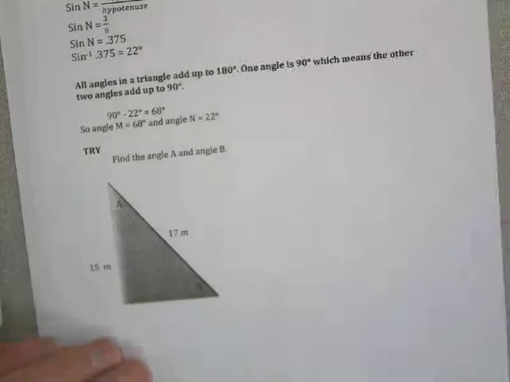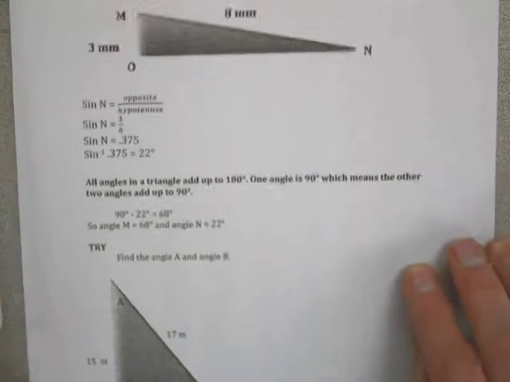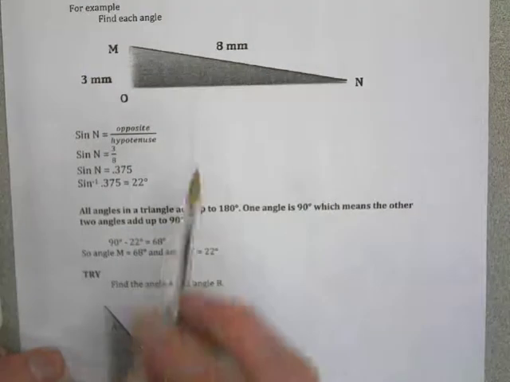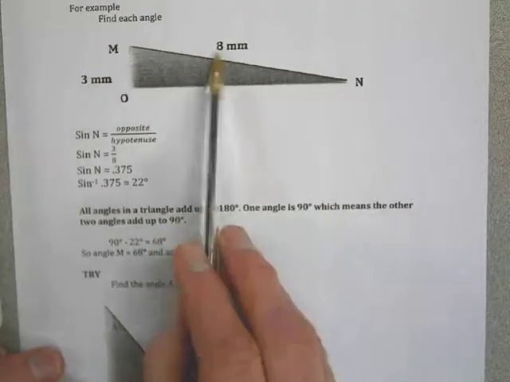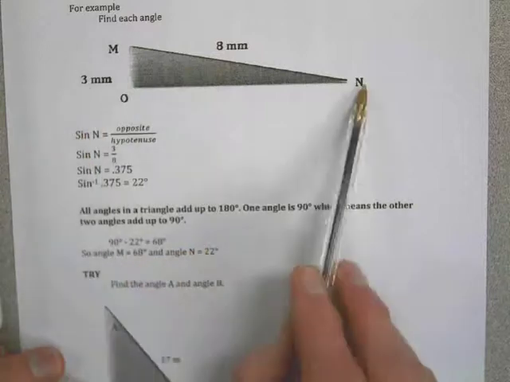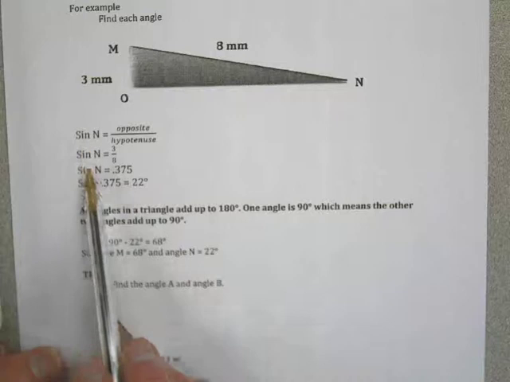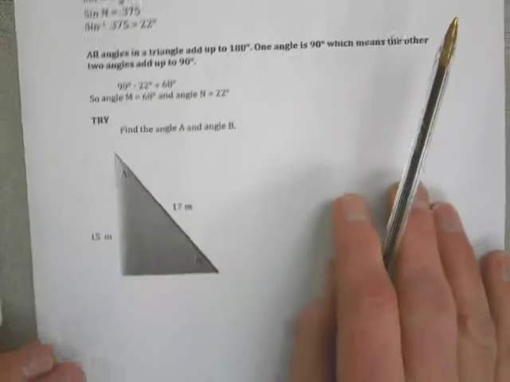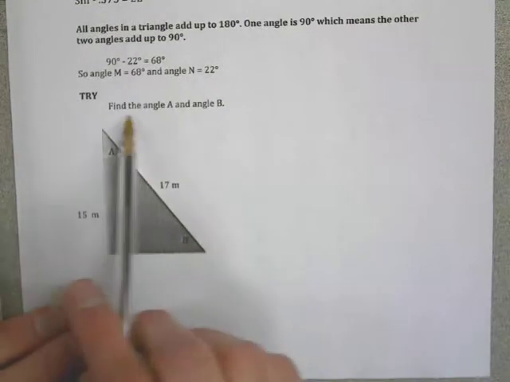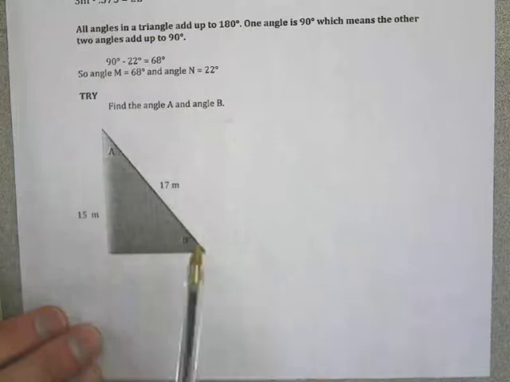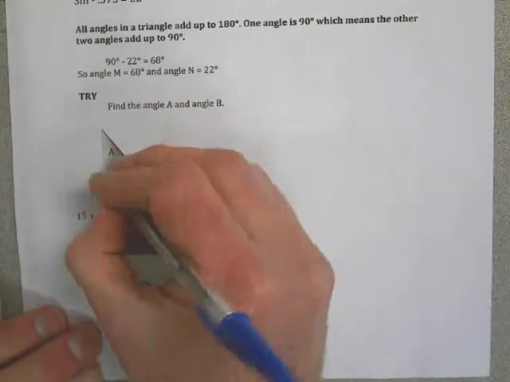Okay, here we go. We're going to look at this equation here. Once again, we have the hypotenuse, and we're dealing with sin, so we have the opposite, and we plug in sin, and there we go. So we're going to show you how this works. Find the angle A and angle B. So I've got to find these two angles.